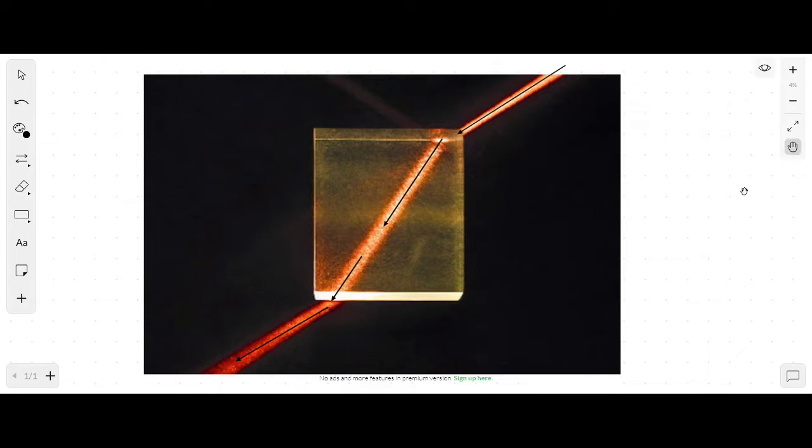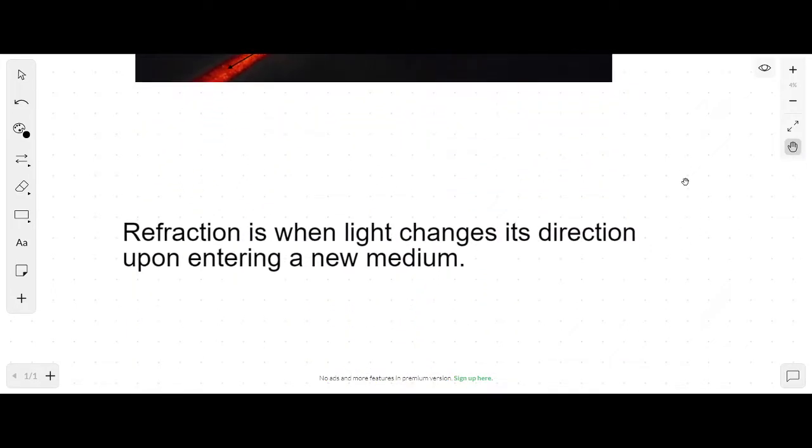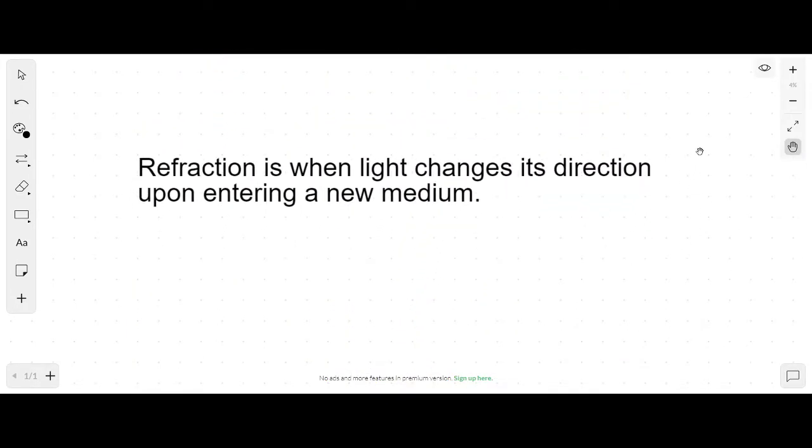So, what we'll say is that refraction is when light changes its direction upon entering a new medium. Now, this will be our definition for refraction. It is a scenario where light is changing its direction when it enters a new medium.